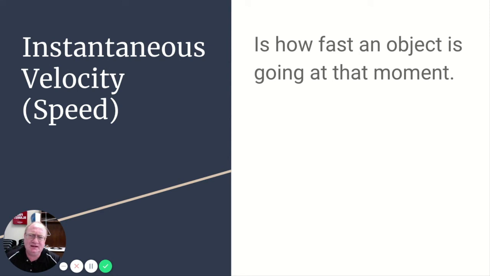Another term that we can talk about is instantaneous velocity or instantaneous speed. And that's simply how fast you're going at that moment. It's precise, like right then, how fast are you going?